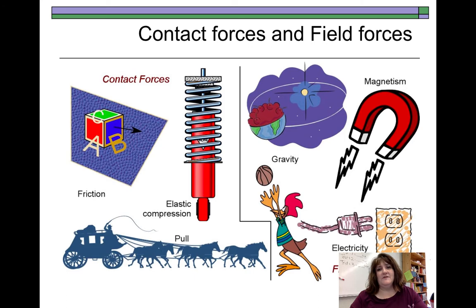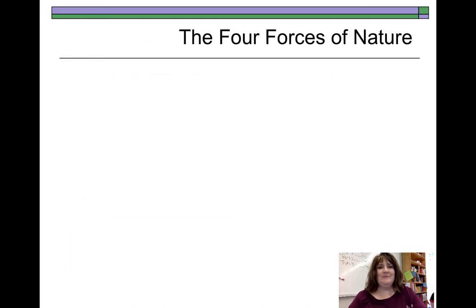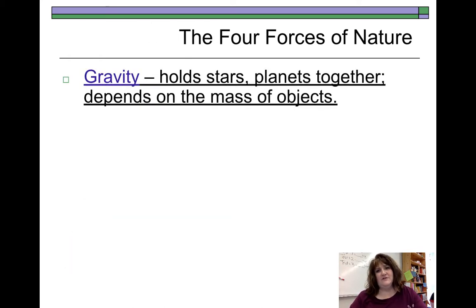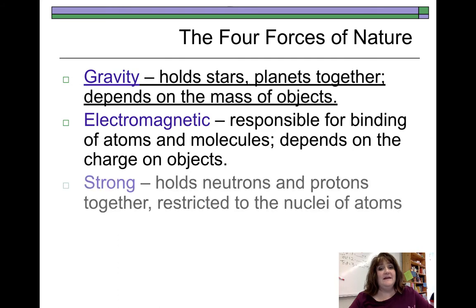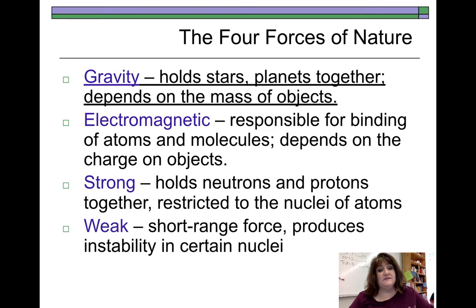These are two examples of contact and field forces. Contact forces: you cannot in any way make the wagon go without the horses. And yet gravity, it's an unseen force and it holds objects to the ground or as close to the ground as possible. There are four forces of nature, but we're only concerned with one, and that's gravity. Gravity holds the stars and the planets together, and it depends on the mass of the objects. And then in chemistry, we'll start talking about electromagnetic, strong, and weak forces.